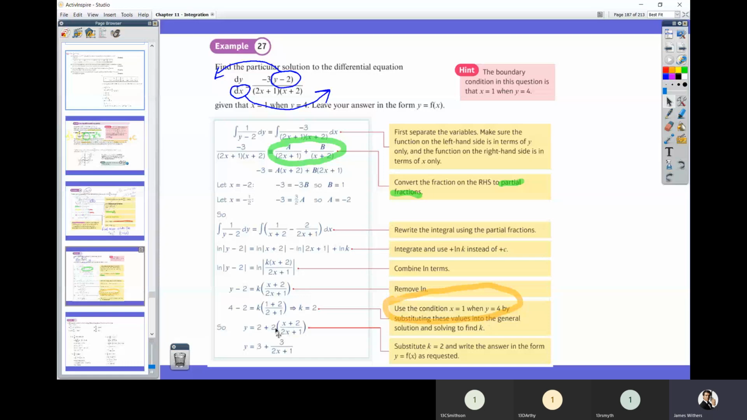Now, on this occasion, they've given us some information to allow us to work out what c is. Just like a normal integration, if you're given a pair of values, towards the end, you can actually go and work out what the constant is. So that's the only difference here. They've given us a bit more information, so we've been able to eliminate the constant in our final answer.